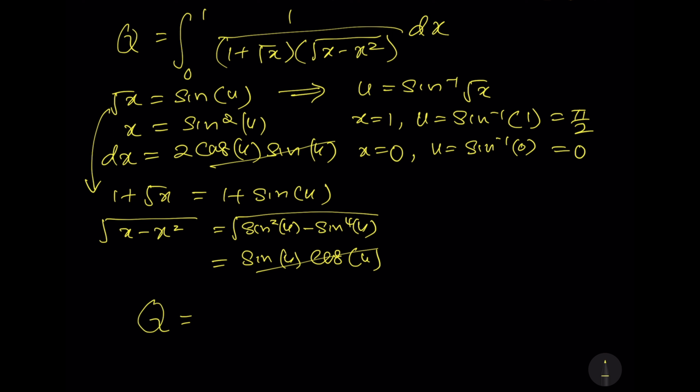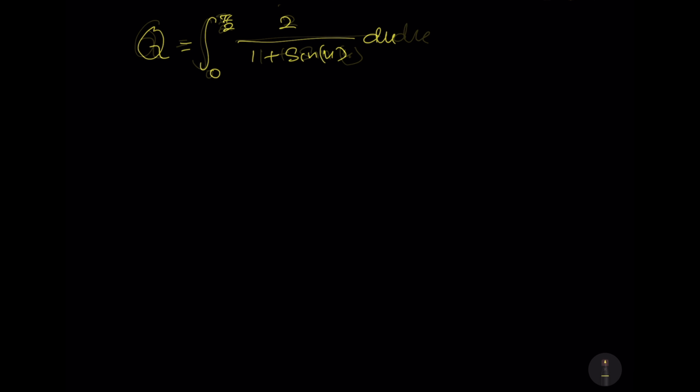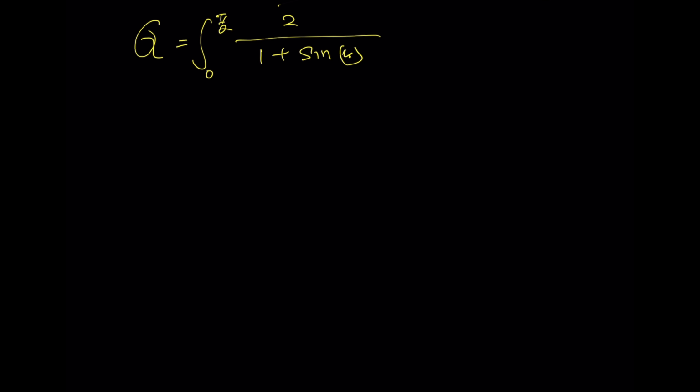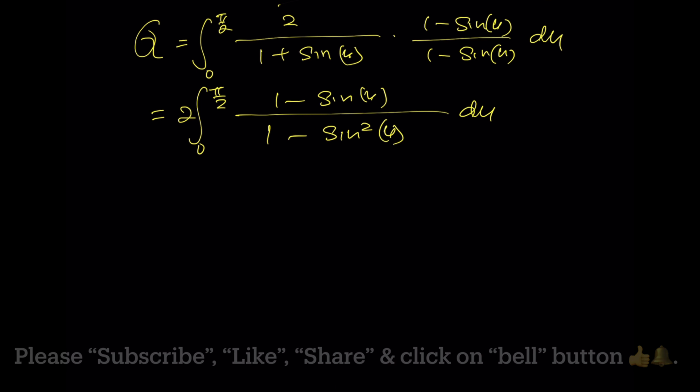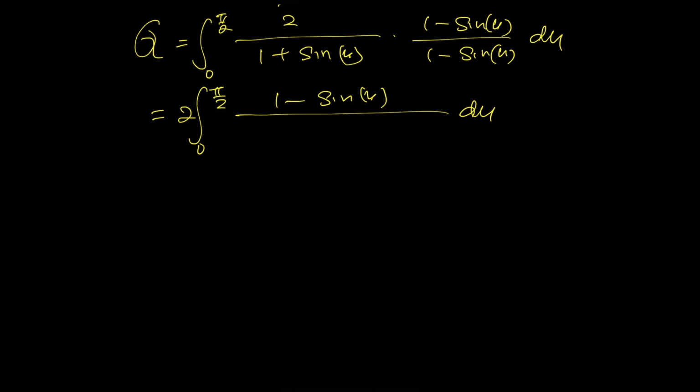Now we have a simplified Q equals integral 0 to pi divided by 2, 2 divided by 1 plus sine u du. Here, we purposely include new terms, which is multiplying by 1 minus sine u divided by 1 minus sine u. Q becomes 2 multiplied by integral 0 to pi divided by 2, 1 minus sine u divided by 1 minus sine power 2u du. Obviously, the denominator equals cosine square u.